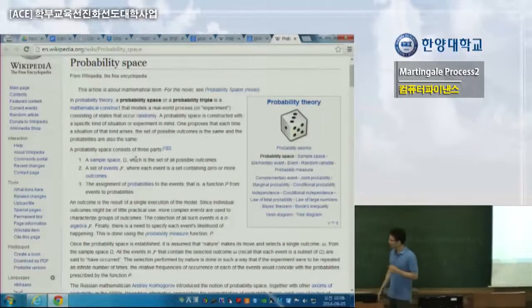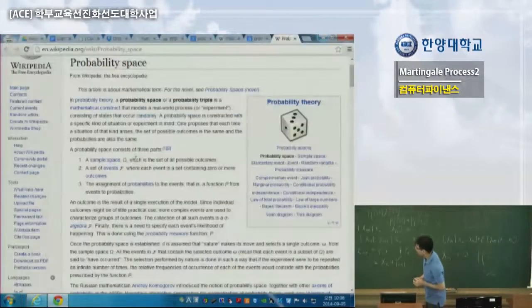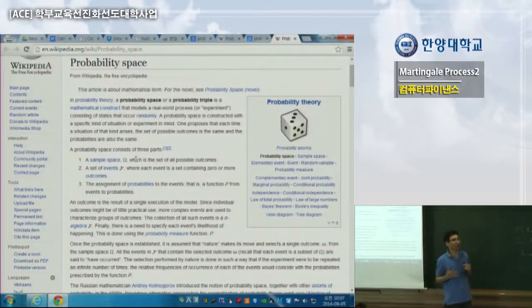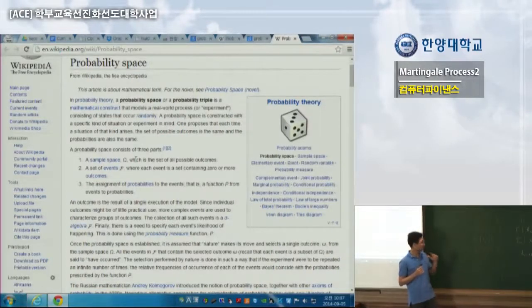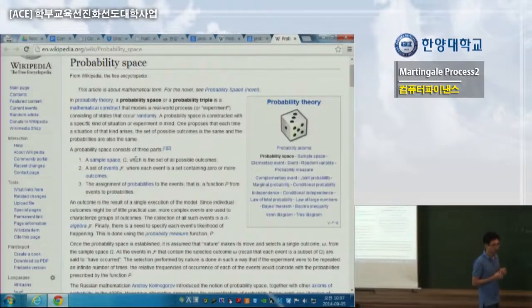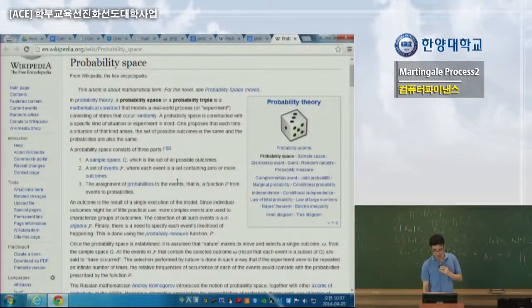Of course, possible outcomes when you roll a dice are 1, 2, 3, 4, 5, 6, right? That is a possible outcome. But a possible event is different. It depends on how you define the event. If you define the event as odd number or even number, what is the probability of an odd number when you roll a dice? 1/2, right? Odd number is 1, 3, 5. That is a kind of subset, and the probability of that odd number is 1/2. So F is a set of events, where each event is a set containing zero or more outcomes.